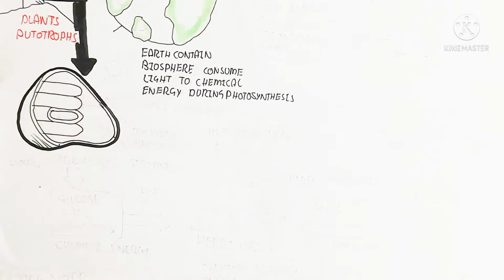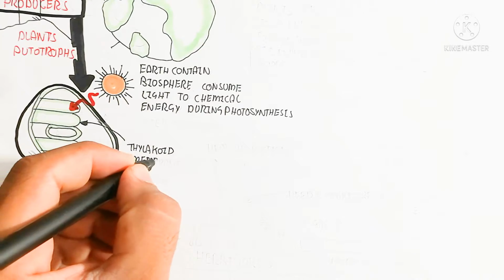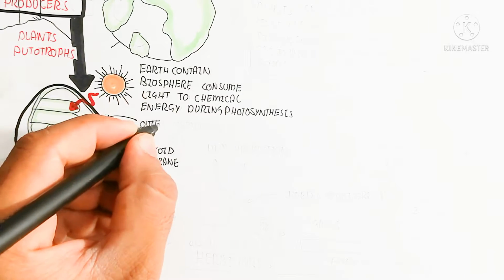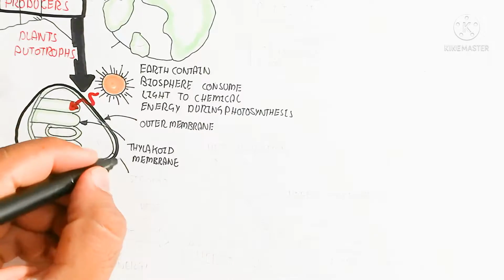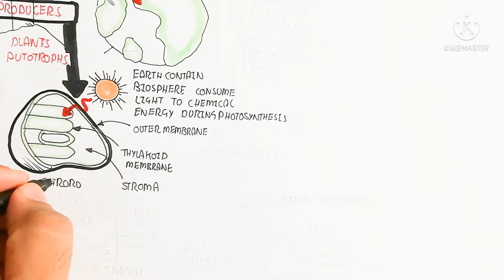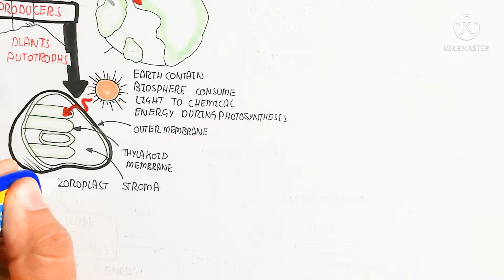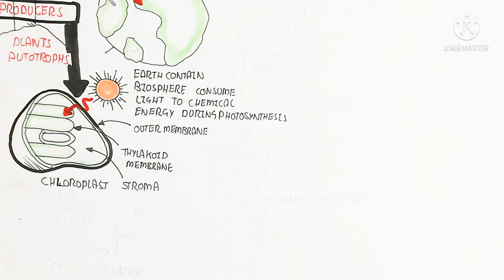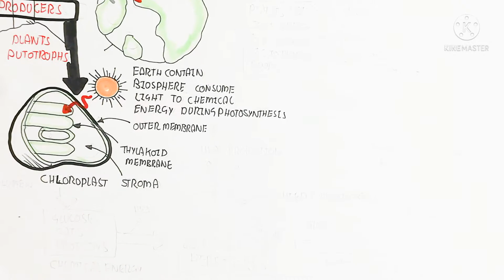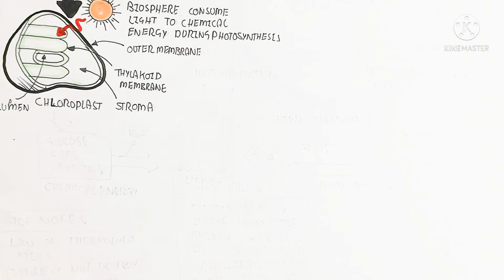Let's begin to understand a little bit about the photosynthesis mechanism. Light falls on the plant cell, which contains organelles known as chloroplasts, containing chlorophyll in the thylakoid membrane. Here is the outer membrane and here is the thylakoid membrane, and this is the stroma, used for the dark reaction for production of glucose, while the thylakoid membrane is used for the light reaction and produces oxygen through photolysis of water.